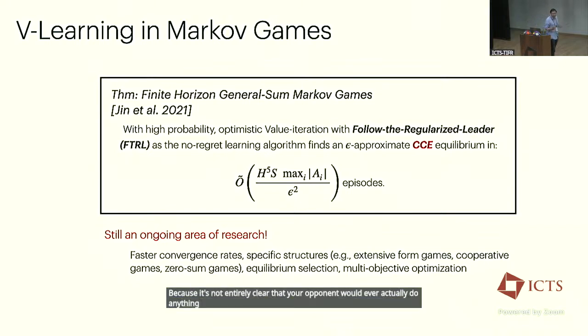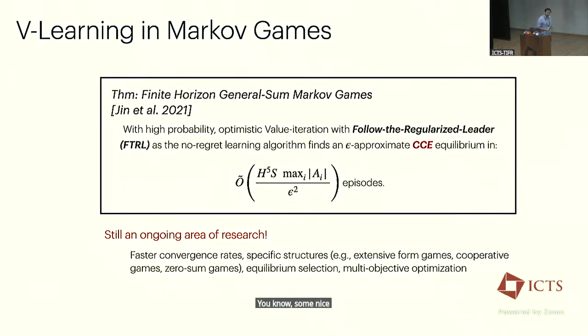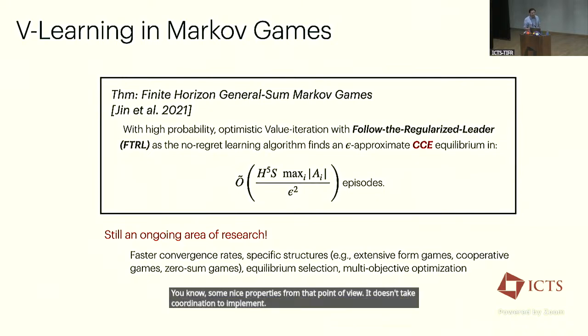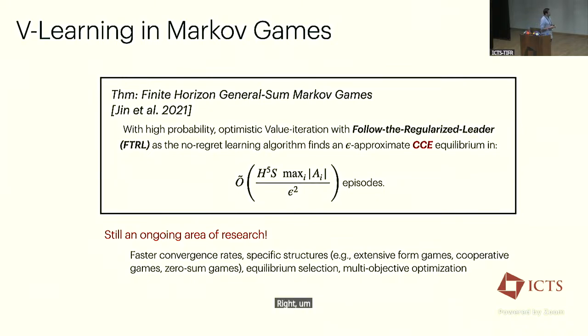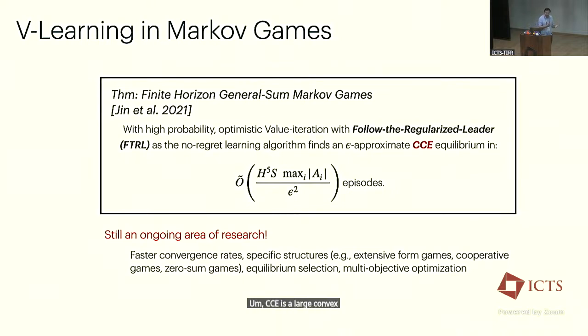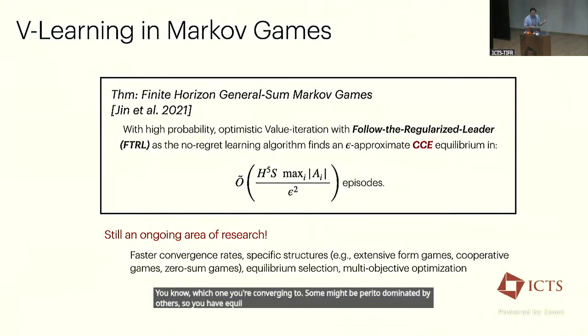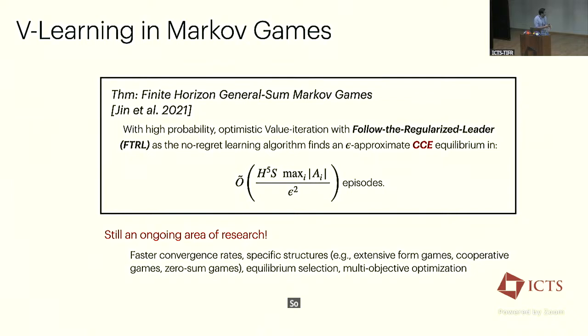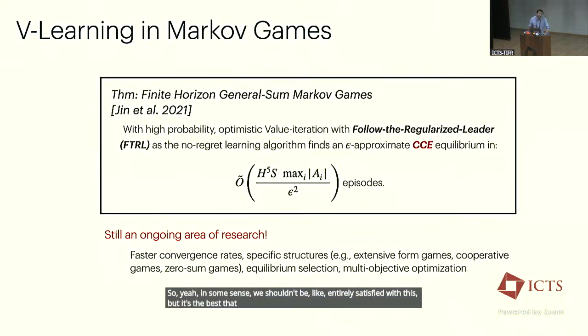Well, a Nash has some nice properties from that point of view. It doesn't take coordination to implement, right? And CCE also, you don't know the quality of the CCE that you're converging to. CCE is a large convex set of solutions. You don't know which one you're converging to. Some might be Pareto dominated by others. So you have equilibrium selection problems. In some sense, we shouldn't be entirely satisfied with this, but it's the best that we have so far. It's a really good question.